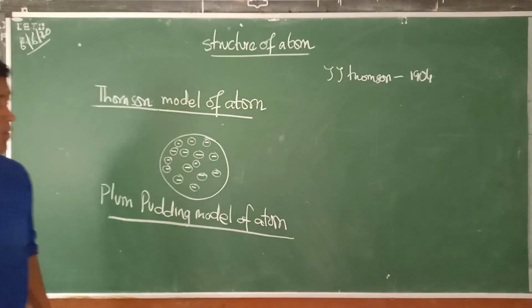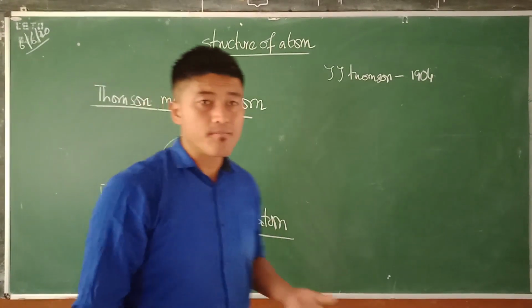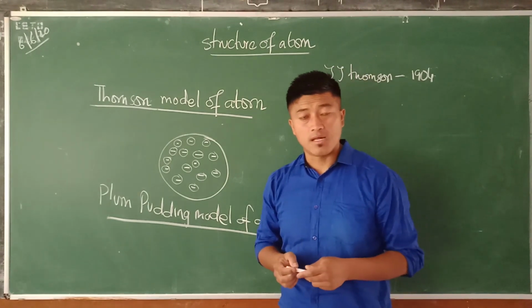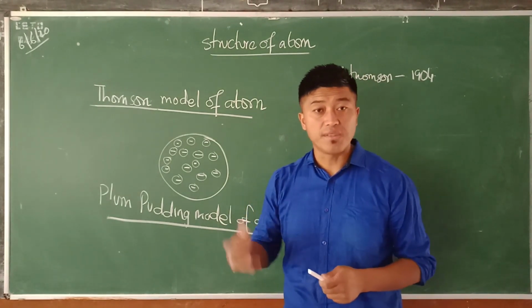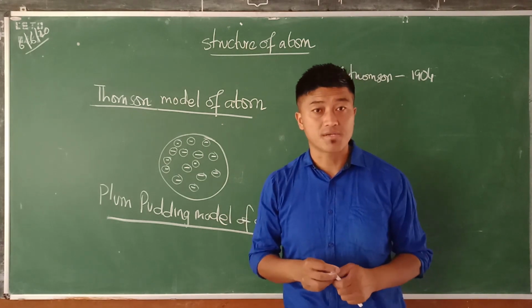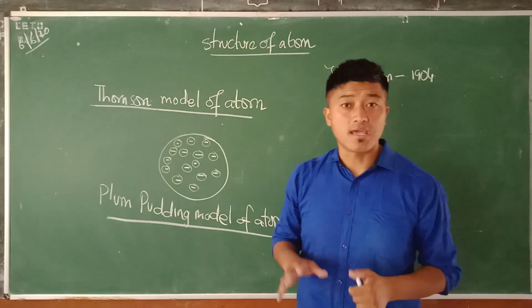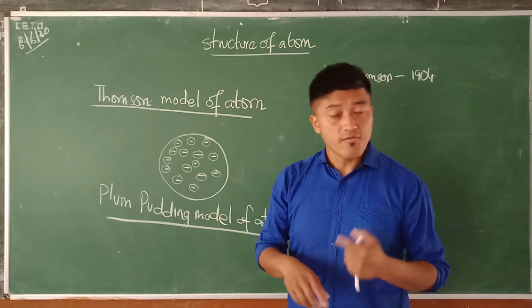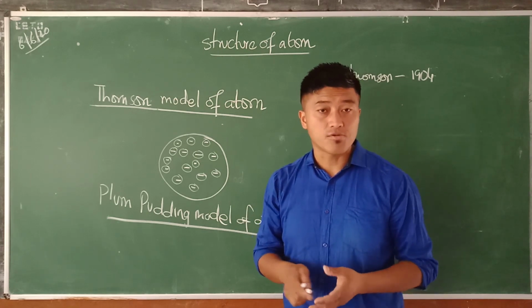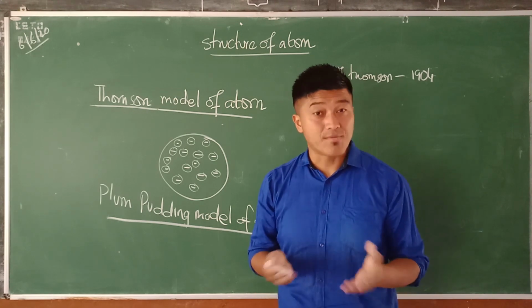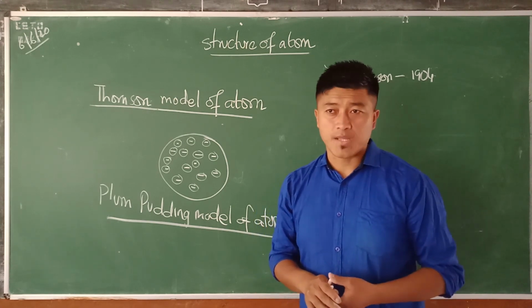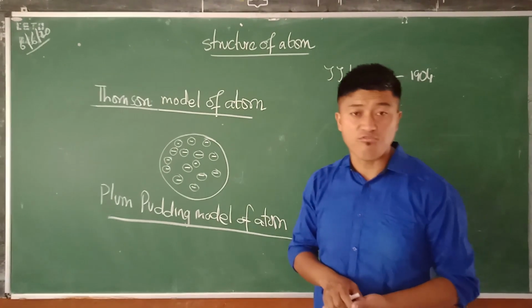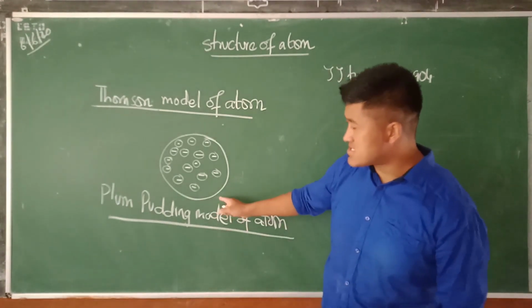Now, why this particular model of atom came into our chemistry textbook is that there was a craze in the late 18th century with the discovery of new things about the atom and the subatomic particles. People were really curious about how these subatomic particles are arranged within the atom. So they were trying to get new information about the arrangement of the subatomic particles. The first foundation was laid by Mr. J.J. Thomson in 1904, and he named this the plum pudding model.